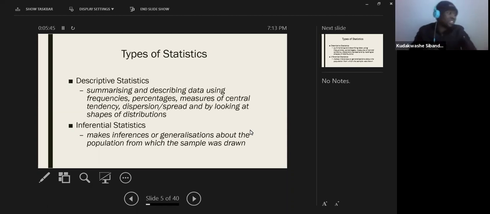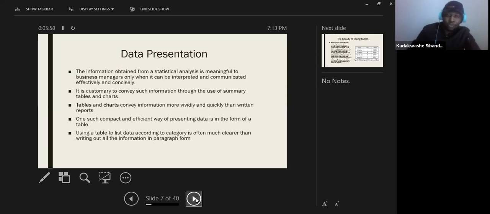Now, this type of statistics, like I said, comes into play when you do your dissertations. But in this module, we are not going to delve deeper into inferential. We are only going to talk about descriptive statistics.